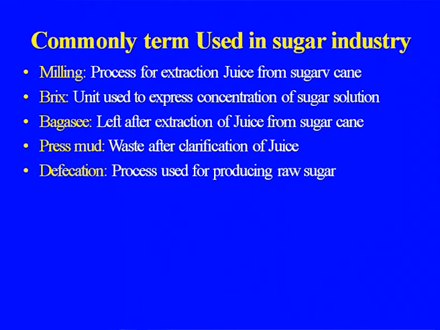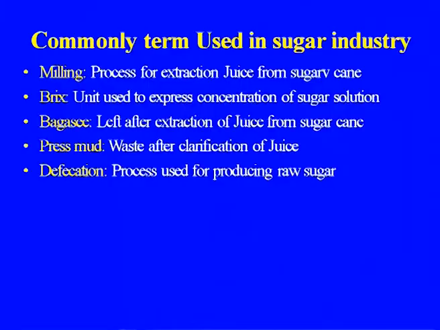Another waste we get after the clarification of the juice is the press mud, which contains lime. Now it has been suggested to use it for making biofertilizer: press mud along with the concentrated waste from the membrane separation process is mixed and goes for composting. Defecation is the process used for producing raw sugar. These are some of the commonly used terms.